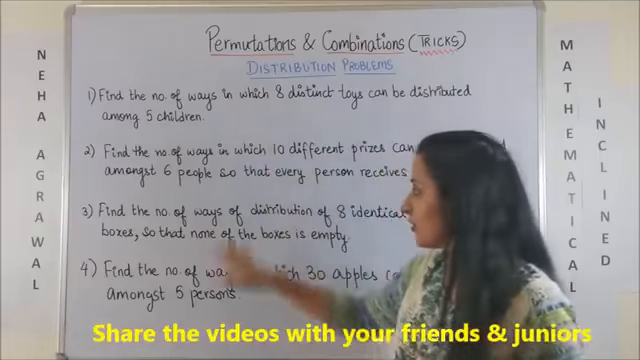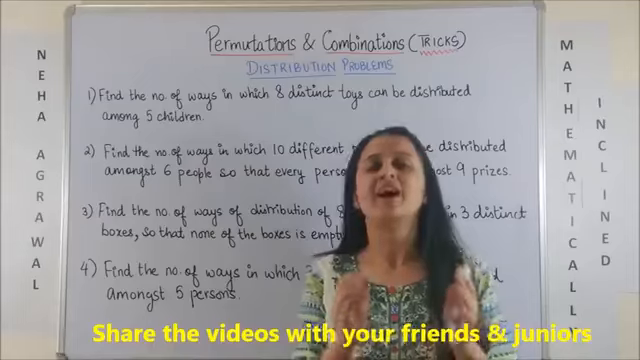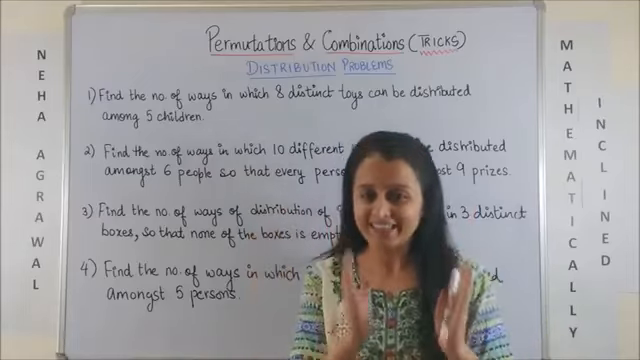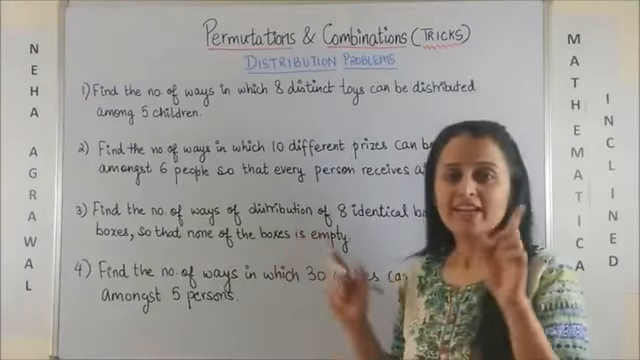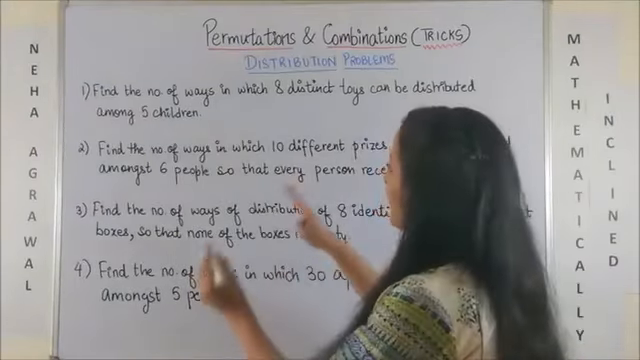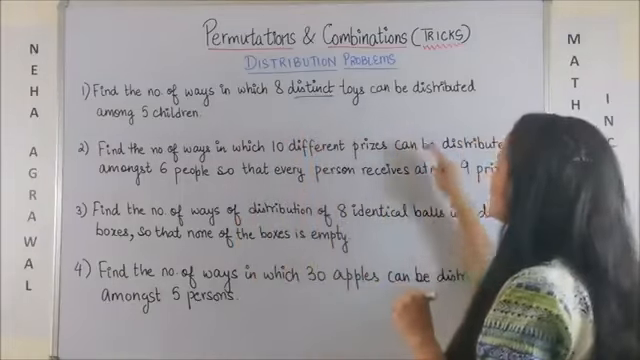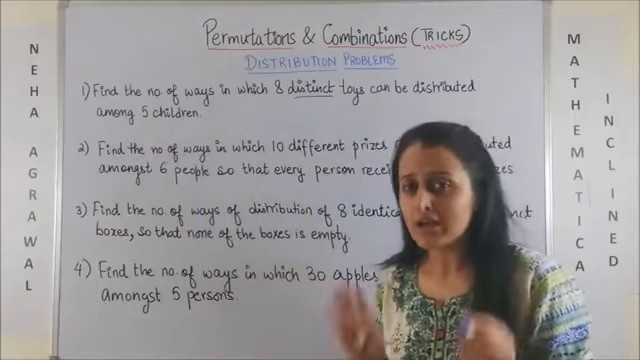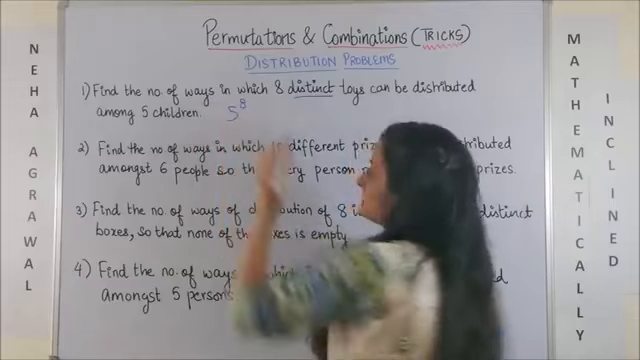I have written 4 questions over here with a slight modification here or there. I would request you all to pause the video, take its screenshot, and then let's start cracking them. Looking at the very first one, it says find the number of ways in which 8 distinct toys can be distributed amongst 5 children. The answer to this one should be 5 raised to power 8.